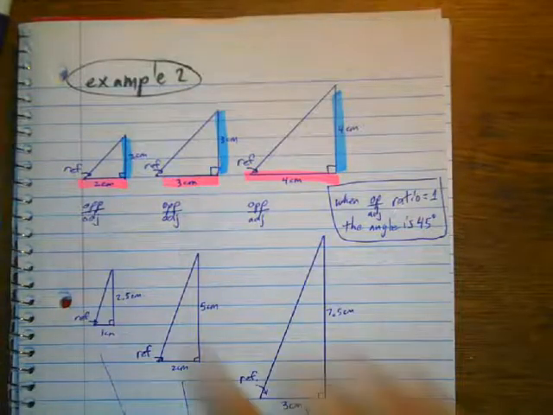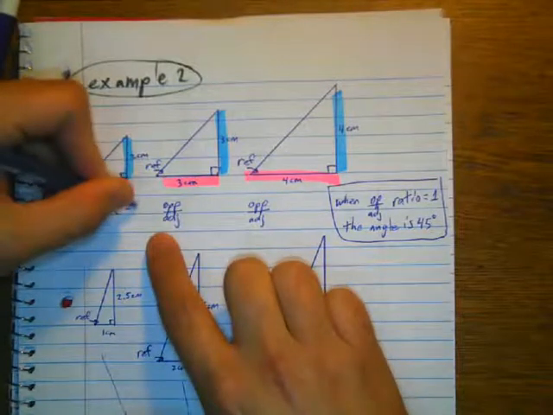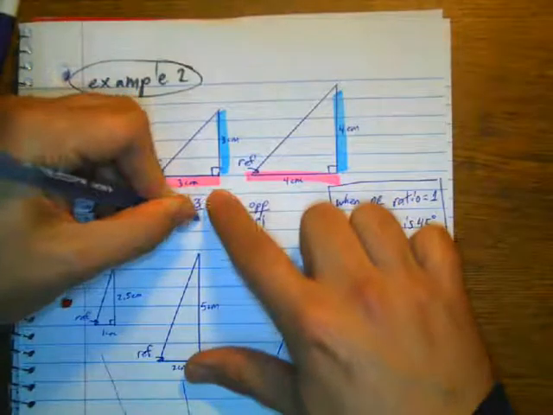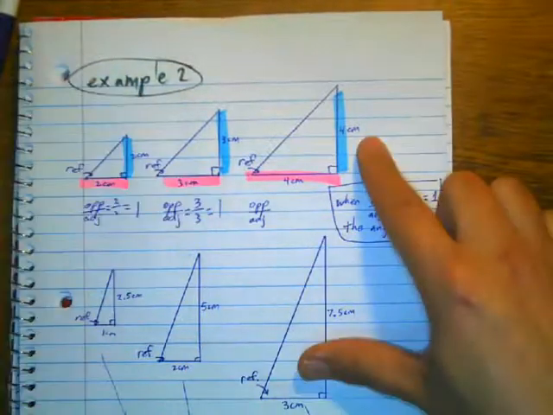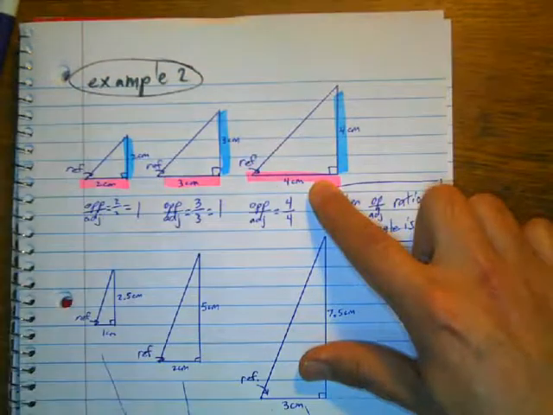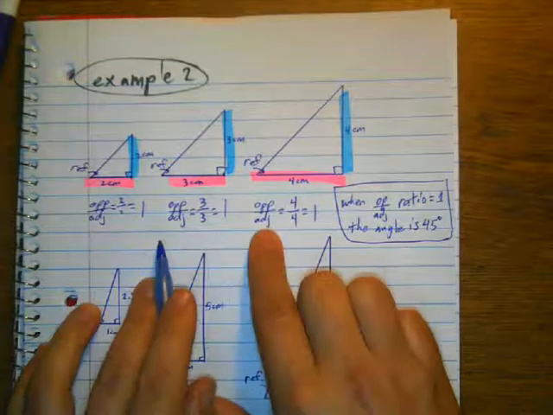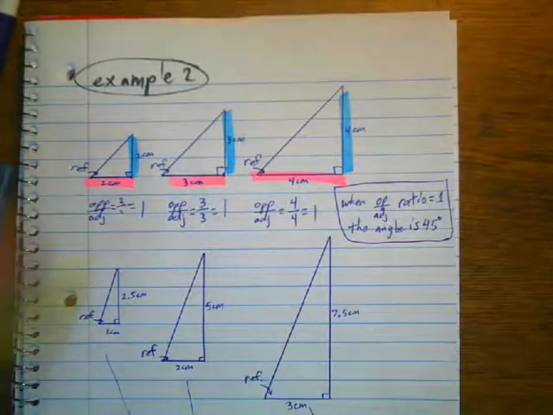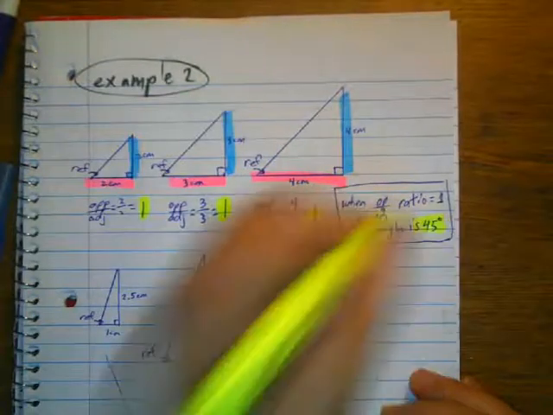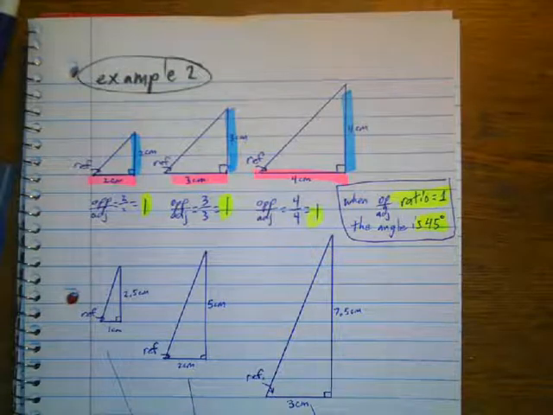And this ratio of 2 over 2 is equal to 1. Here I've got a ratio of 3 over 3, which is equal to 1. And here I've got a ratio of 4 over 4, which is equal to 1. And whenever my ratio is 1, I will always have a 45-degree angle. You might want to hit pause and copy this down.